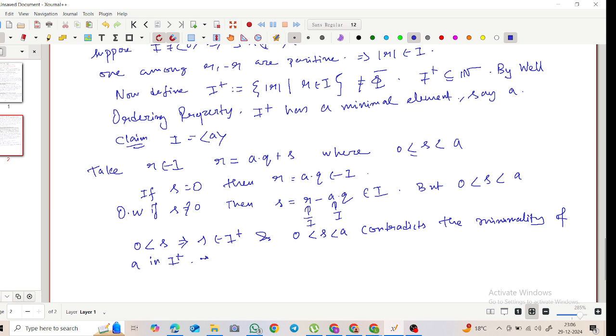Okay, so S is 0. Thus every element of I is a multiple of A. Okay, here.